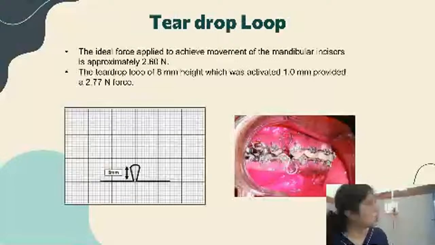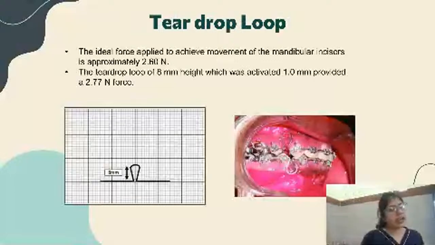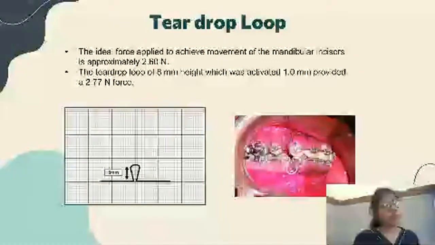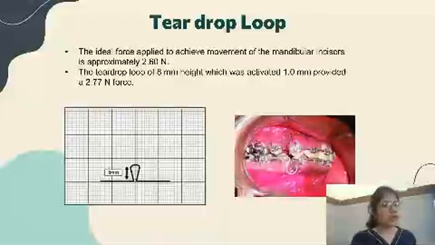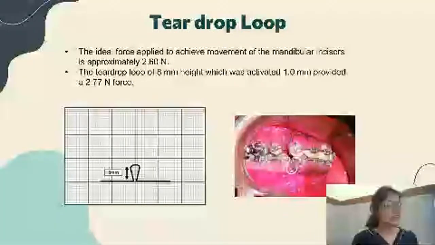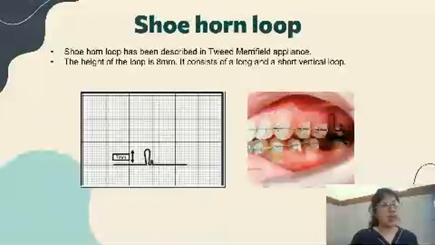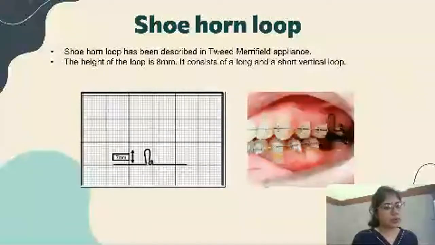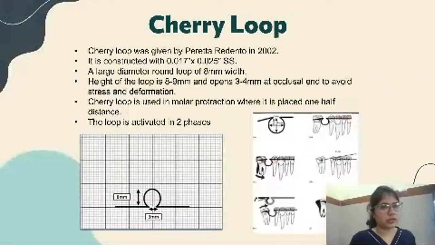Next is teardrop loop. The ideal force applied to achieve movement of the mandibular incisors is approximately 2.60 Newton. The teardrop loop of 8 height, which was activated 1 provided 2.77 Newton force. So it can be used for lower anterior retraction. The next is shoehorn loop. Shoehorn loop has been described by Tweed Merrifield appliance. The height of the loop is 8. It consists of a long and a short vertical loop.